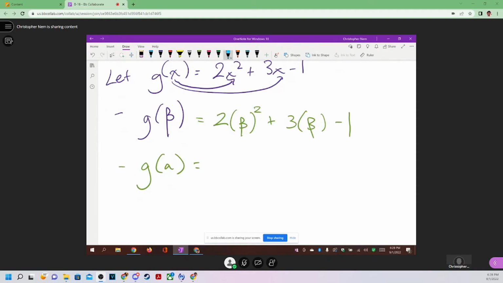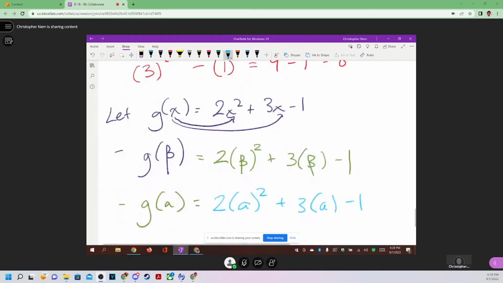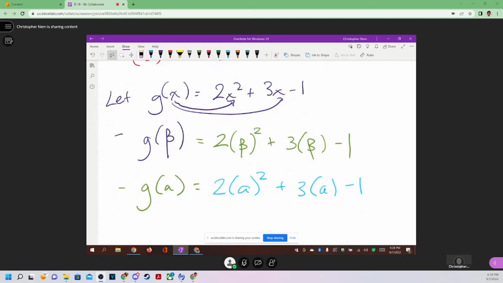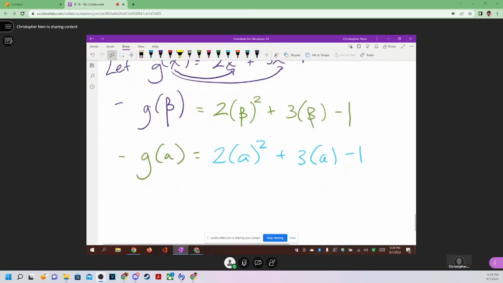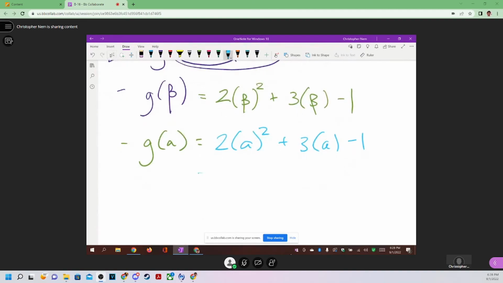Well, if I calculate g of a, that's going to be 2, I throw in the a squared, plus 3 times a minus 1. The rule will stay the exact same no matter what objects I use. If I throw in a 0, it'll do 0 with all those objects instead. If I throw in 1, same thing. Nothing special. Now, what if I change it up, though? Well, I can simplify, too, by the way. If I simplify this, I get 2a squared plus 3a minus 1. This is what happens when I simplify it.